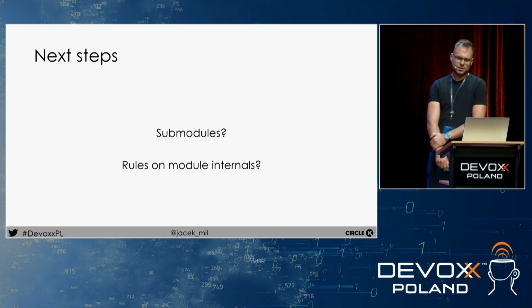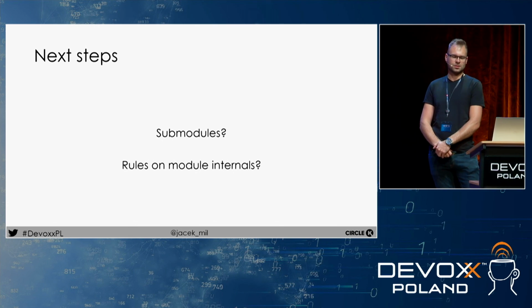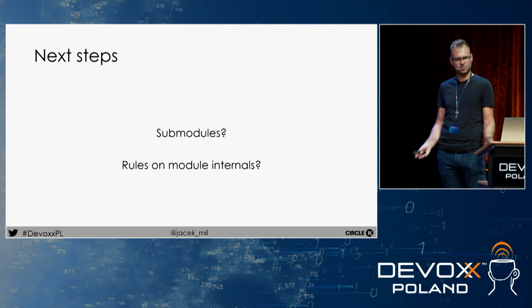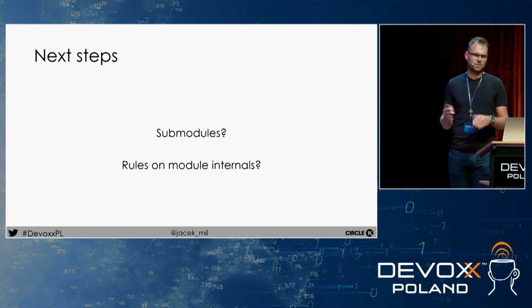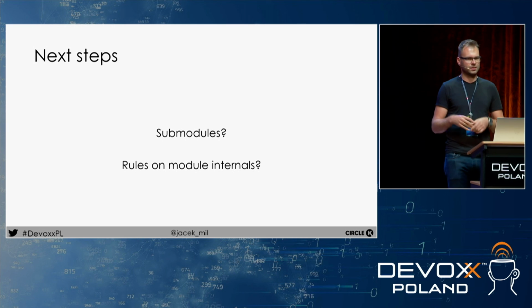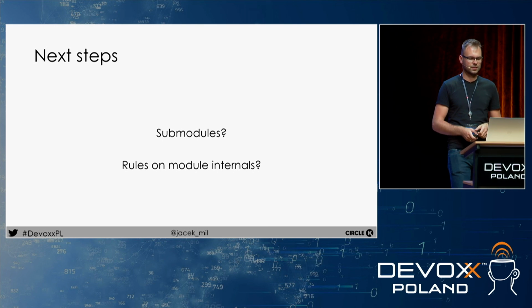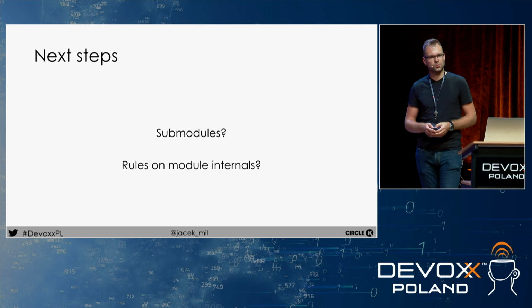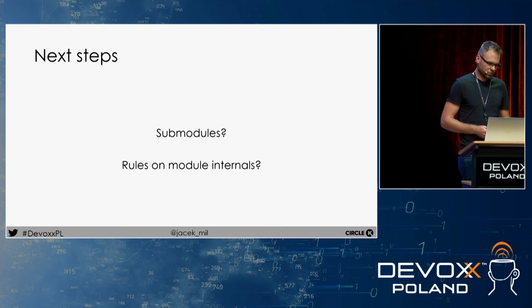The next steps, we are thinking of submodules. If a module is big enough, like the user module in my case, then maybe it should have submodules like user and sign-up, which is a submodule of that, and how to write rules for that. So, rules on a module's internals: whether we need them or we can live with whatever happens in a module's state.